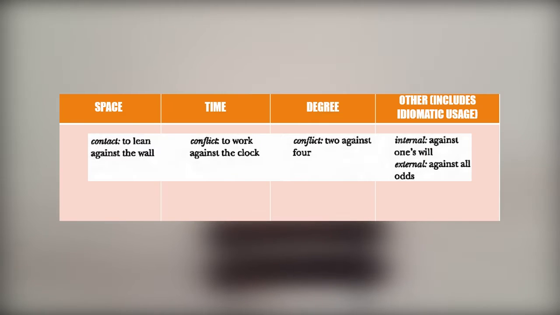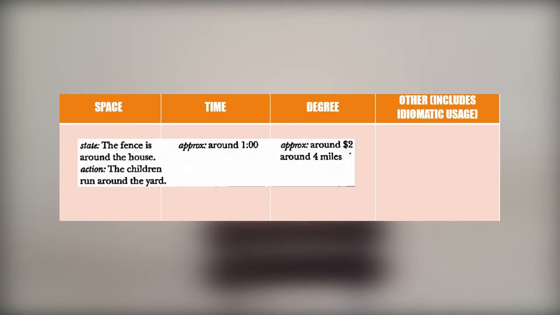Against, to lean against the wall, having contact with it. To work against the clock. Against for a conflict, against one's will, and against all odds, which is external and internal. Around, the fence is around the house, which is the state. The children run around the yard, the action. Around 1 o'clock, around $2, around 4 months, is approximate time and degree.